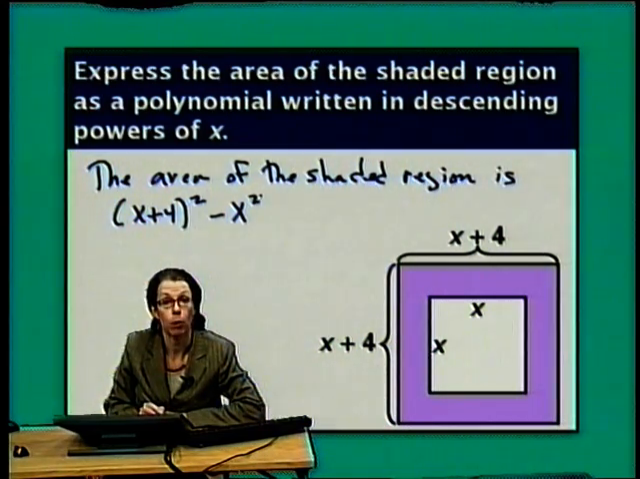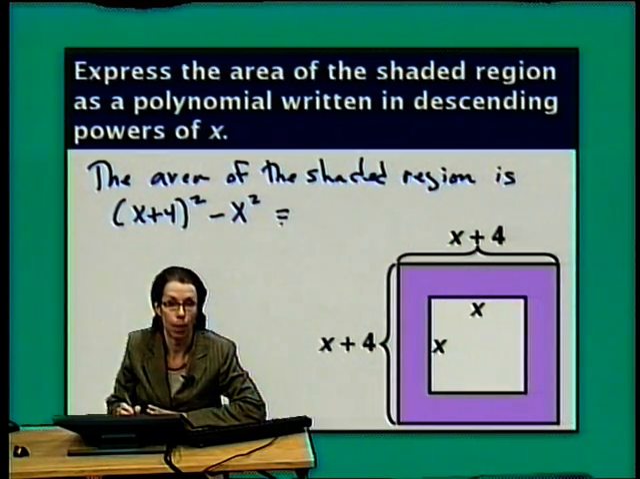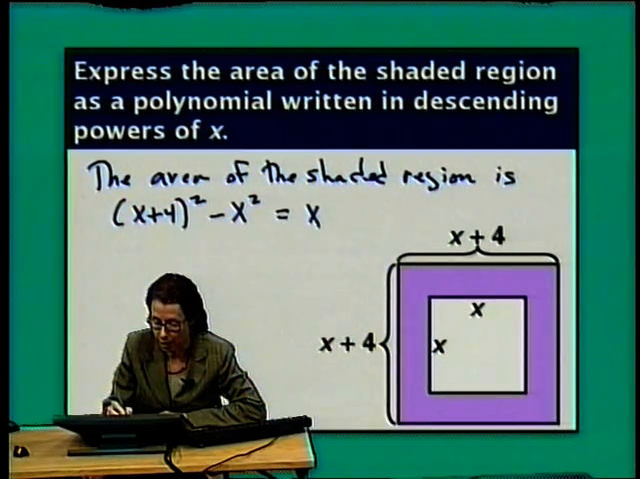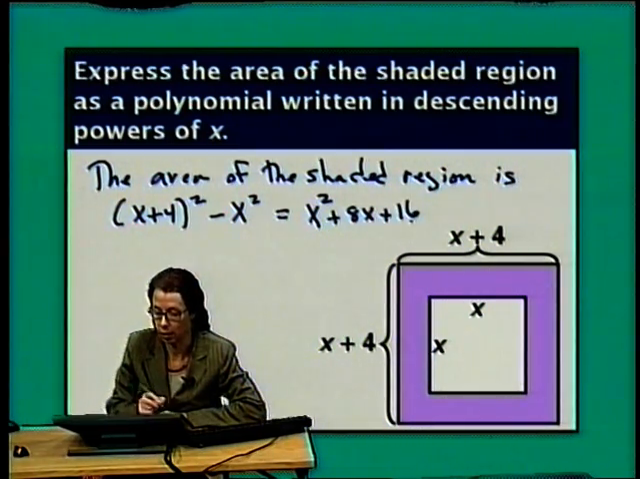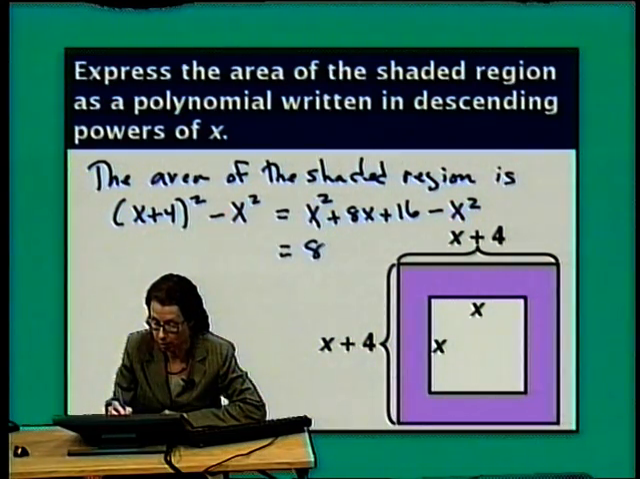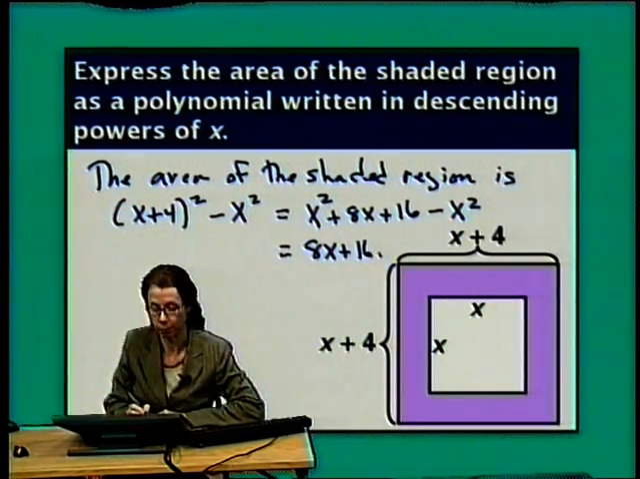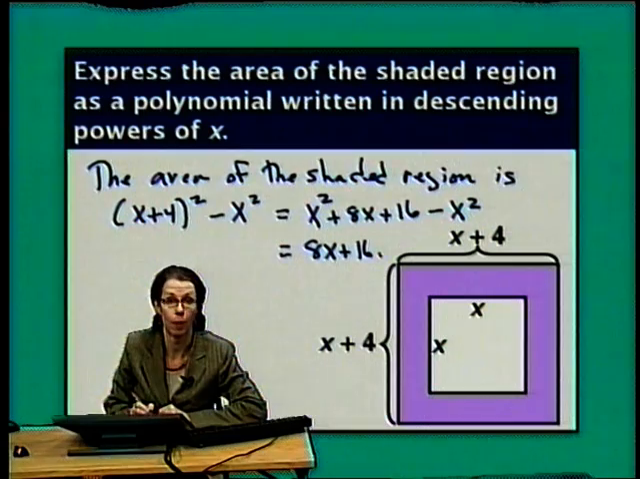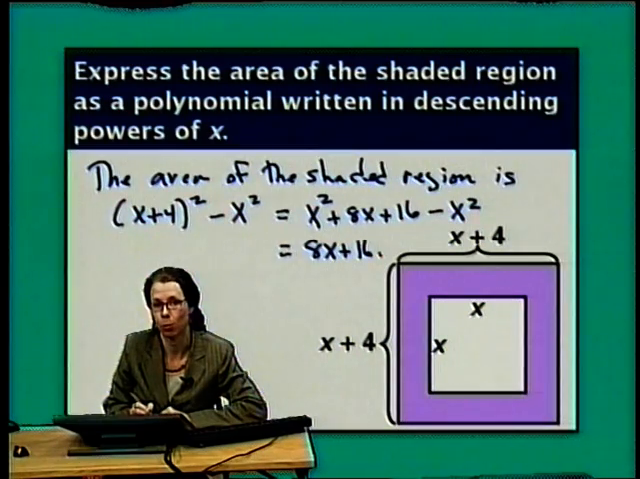Let's remember that we're going to need to expand x plus 4 quantity squared using (a plus b) squared equals a squared plus 2ab plus b squared. So I have x squared plus 8x plus 16, and I'm going to subtract x squared. Notice in this expression, the x squared terms cancel, and I'm left with 8x plus 16. The important thing to recognize here is that when I subtract x squared from x plus 4 quantity squared, I'm not getting 16. I get 8x plus 16.